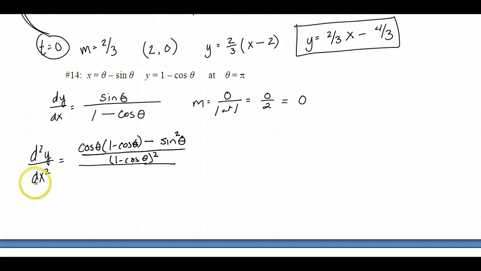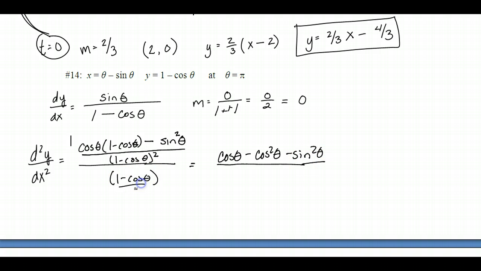Now we have to divide again by just the derivative of our x. So 1 minus cosine theta. Well, if we clean this up a little bit, I'm going to distribute, so I have cosine of theta times 1, and well, that's cosine of theta. In this one, distribute, that would give us negative cosine squared theta. And then we have minus sine squared theta. And again, when you multiply by the reciprocal of your denominator here, instead of dividing, multiply by the reciprocal, you get 1 minus cosine theta, that quantity squared.